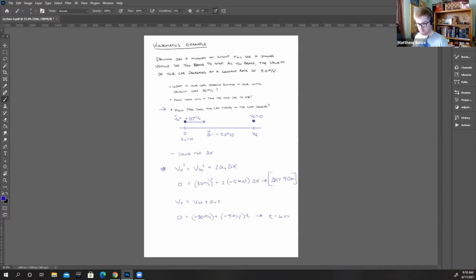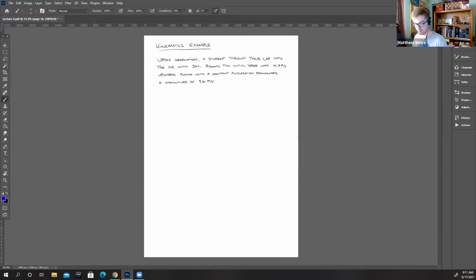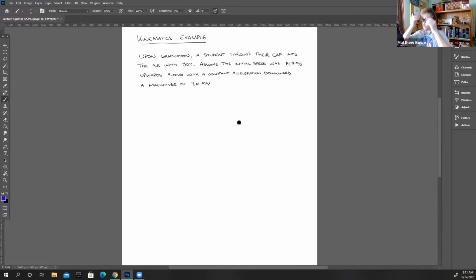Okay, so let's move to the next question real quick before I run out of time. Okay, another example, and this is the last one. Upon graduation, a student throws their cap into the air. We're going to assume that the velocity with which they throw their cap into the air was 14.7 meters per second, and it's pointed upwards.